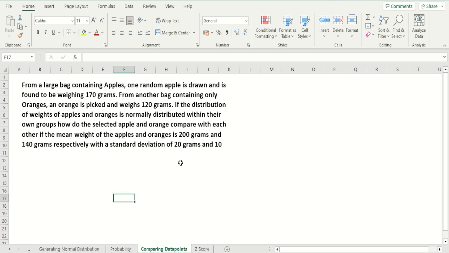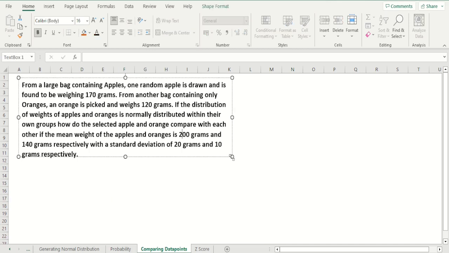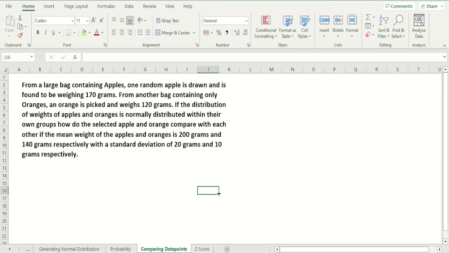Given this, and also given certain other characteristics of the data set, it says that the mean weight of the apples data set is 200 grams with a standard deviation of 20 grams, and the mean weight of the oranges is 140 grams with a standard deviation of 10 grams respectively. So given that information, how do these two compare against each other, the apple and the orange? This is exactly the kind of problem that you will be able to solve using the same method. The method will be fairly simple.